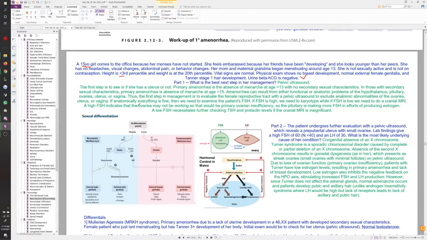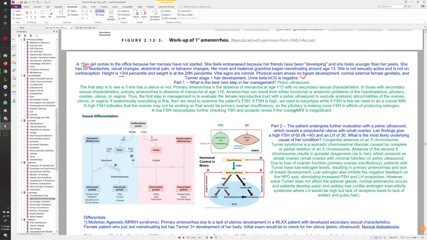A high FSH indicates that the ovaries may not be working, so that could be primary ovarian insufficiency, which by karyotype you'll figure out if it's Turner syndrome or whatever, right? So the pituitary is making more FSH in efforts to produce estrogen. A low FSH necessitates further checking TSH and prolactin levels if the cranial MRI is insignificant.